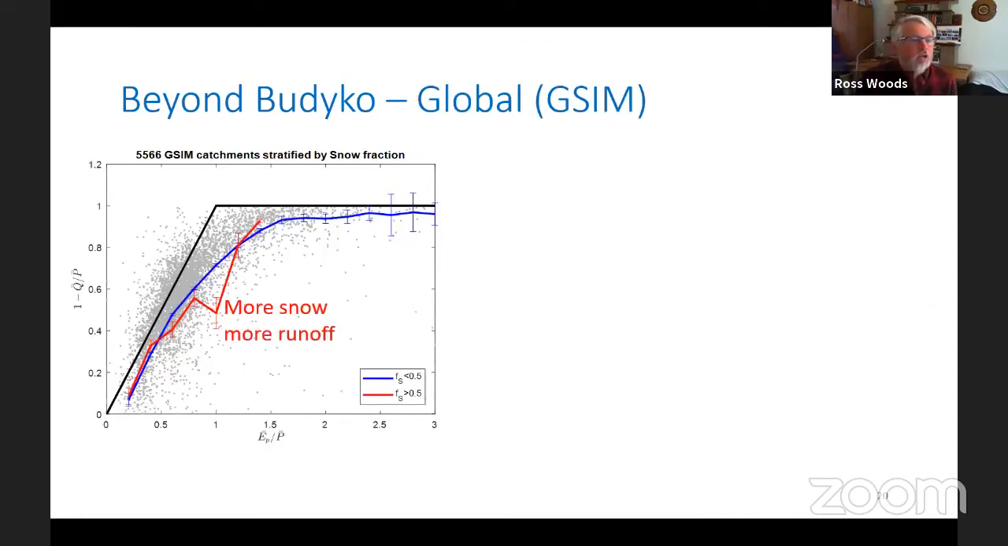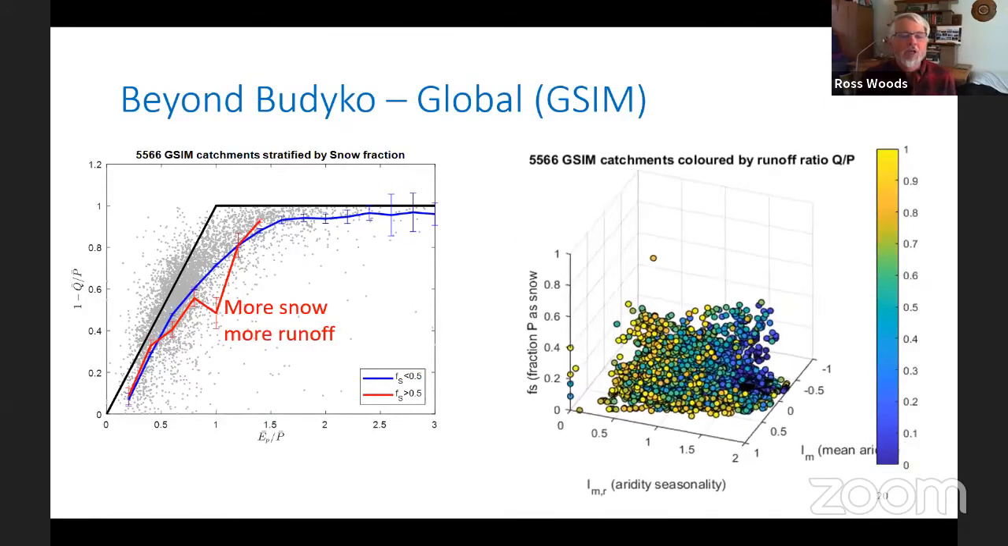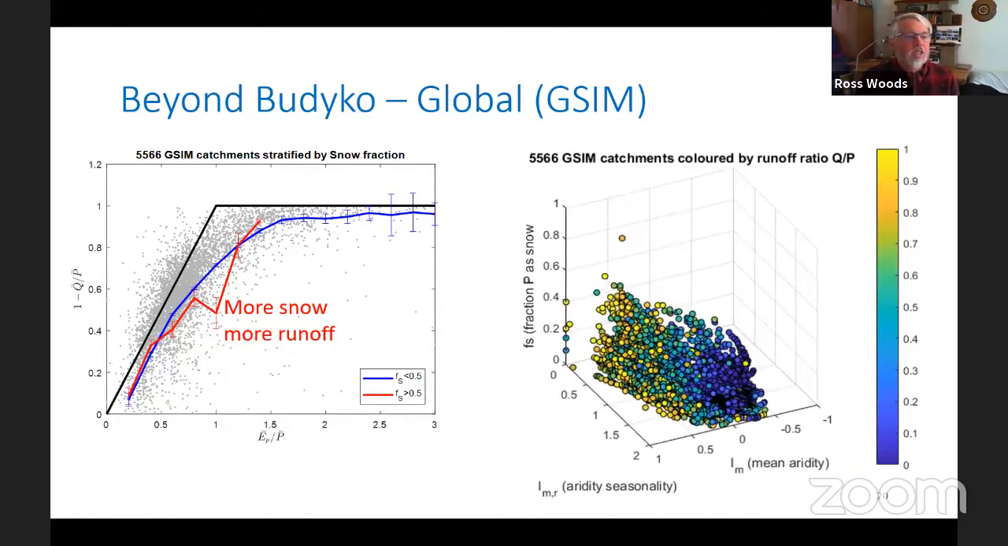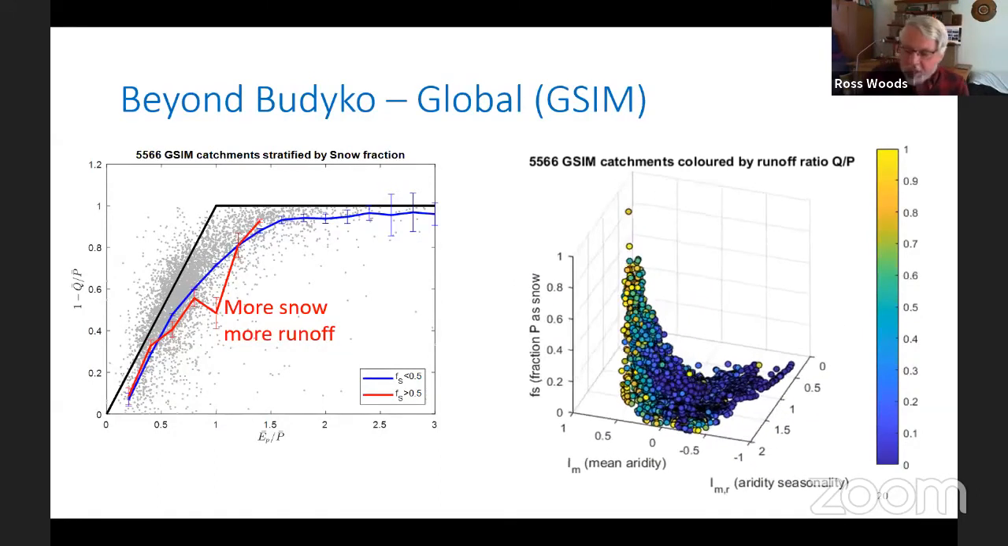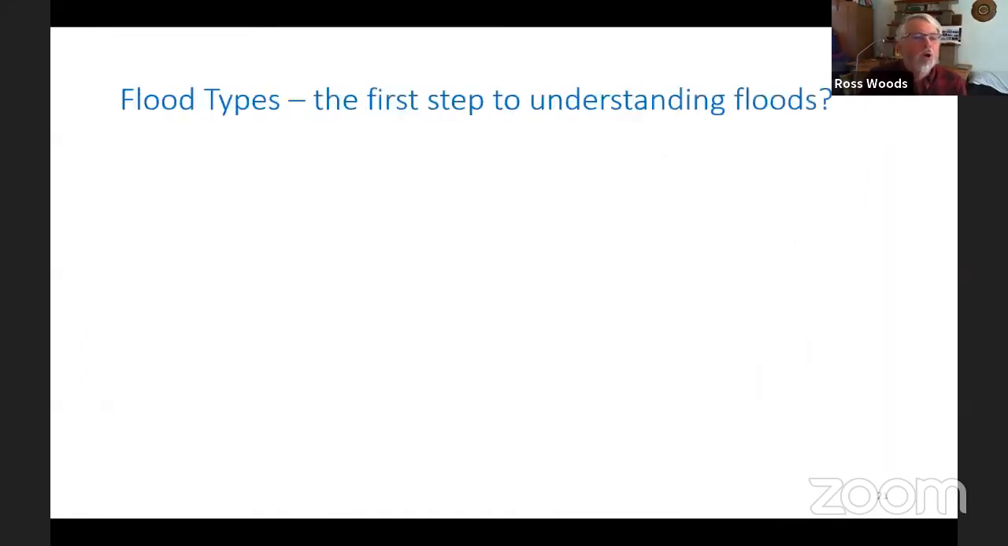I think in the interests of time, I am going to skip this very beautiful picture, but this is telling the same kind of story, but instead at a global scale. Okay. Now, one of the things that I wanted to do was to stop thinking just about long-term runoff and seasonality, but also to start thinking about floods.